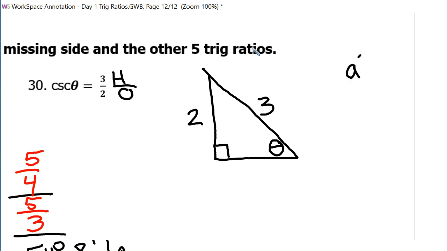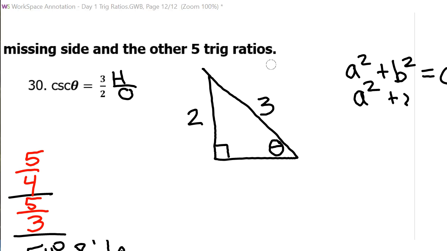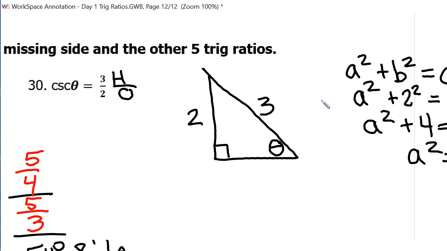So a squared plus b squared equals c squared. So a squared plus 2 squared equals 3 squared. So a squared plus 4 equals 9. So what does a squared equal? 5. So a is going to be square root of 5.